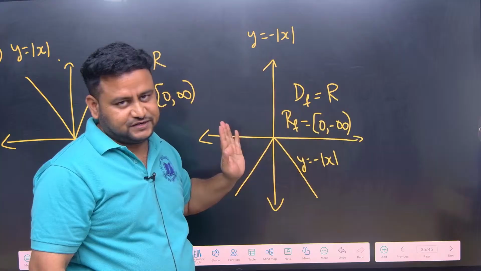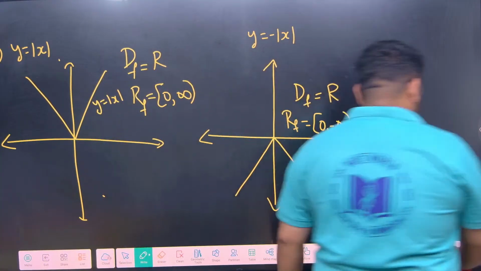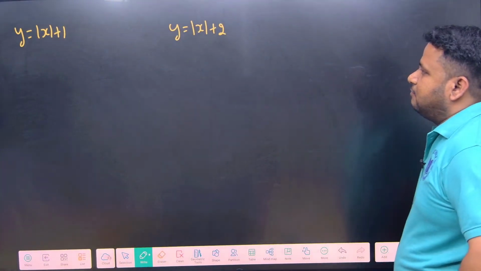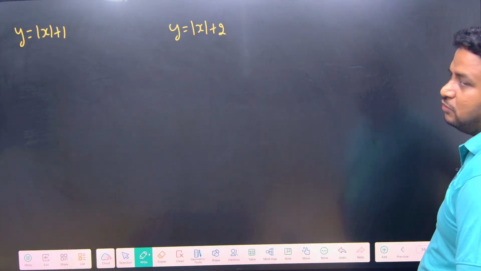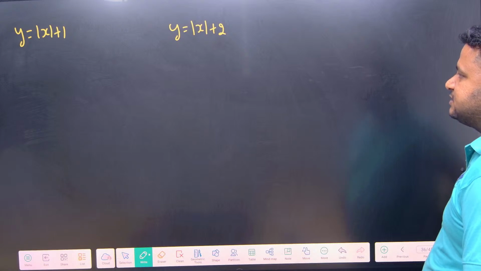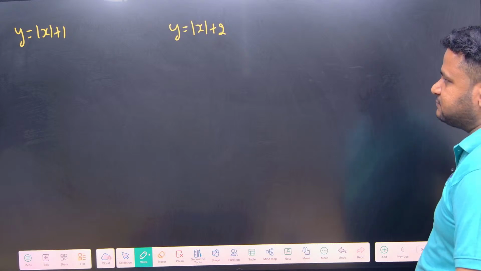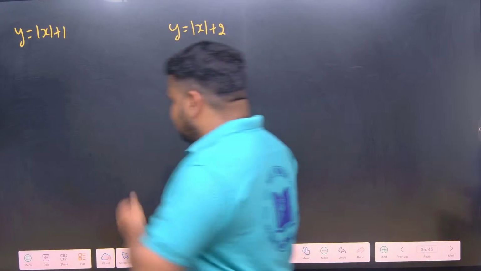0 comma minus infinity. That's it. Very simple. Now see here, y is equal to mod x plus 1. y is equal to mod x plus 2. How to draw the graph? I told you mod x is what? It is nothing but a distance function. Plus 1 is given. So observe carefully here.